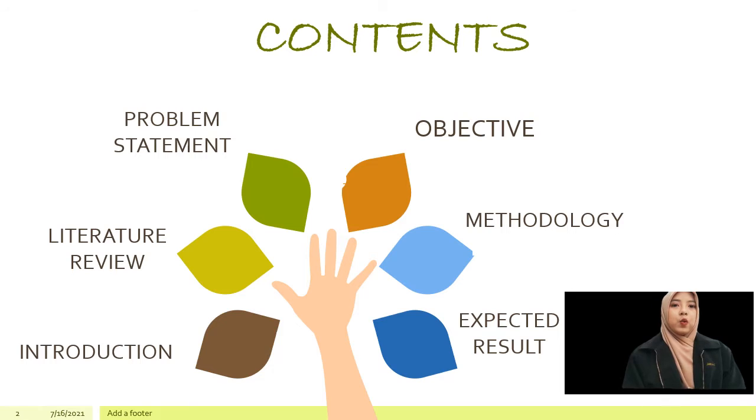This presentation will be divided into 6 chapters, which are Introduction, Literature Review, Problem Statement, Objective, Methodology, and Expected Result.